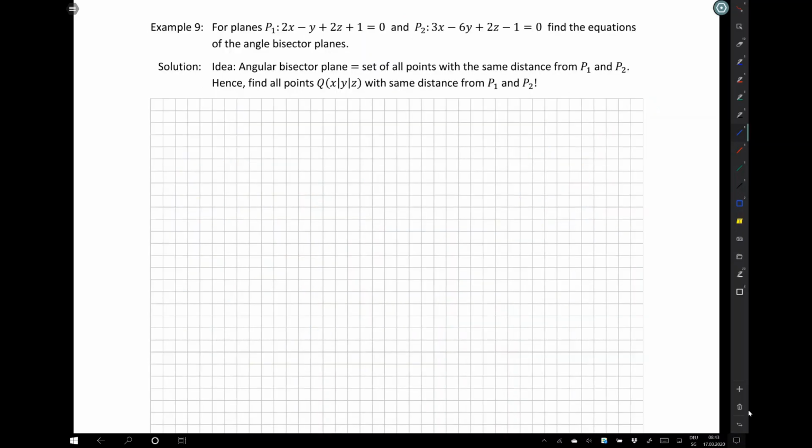The next two examples we're going to look at are about angle bisectors, and we'll start in example 9 with the angle bisector between two planes. Since the angle bisector is the set of all points that have the same distance from the two planes, in the end it becomes again a question of distances, so try to solve it on your own. Stop the film here and then just continue when you feel like. I'll provide a solution here.